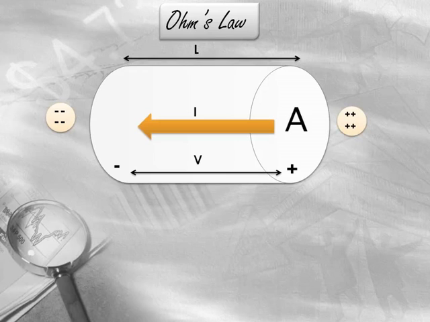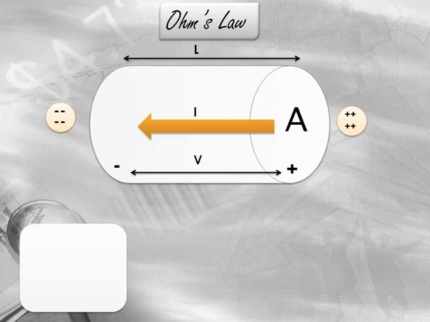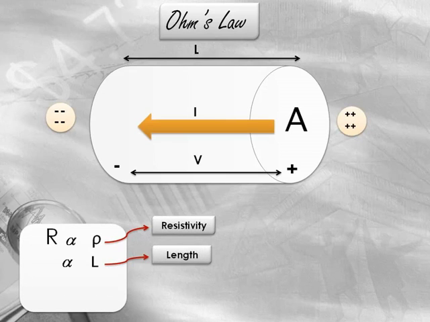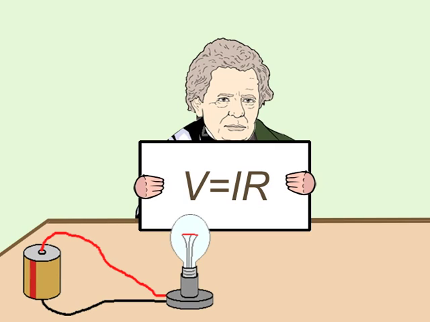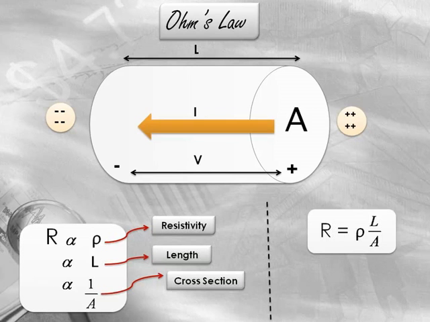So if we sum all this up, R is proportional to the resistivity of the conductor material, which is denoted as ρ. R is proportional to length, and inversely proportional to the cross-sectional area, as decreasing the cross-sectional area increases the resistance. Hence R is equal to ρ times L divided by A. R is quantified in ohms, named after the person who discovered it. So our V is equal to IR relationship can now be rewritten as V is equal to I times ρ times L divided by A. We now know the relationship between voltage, current, and resistance.